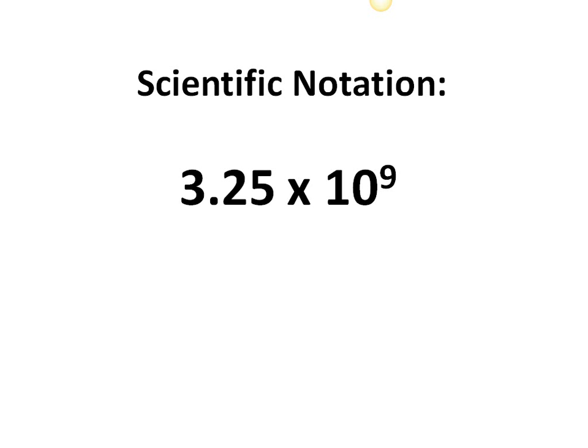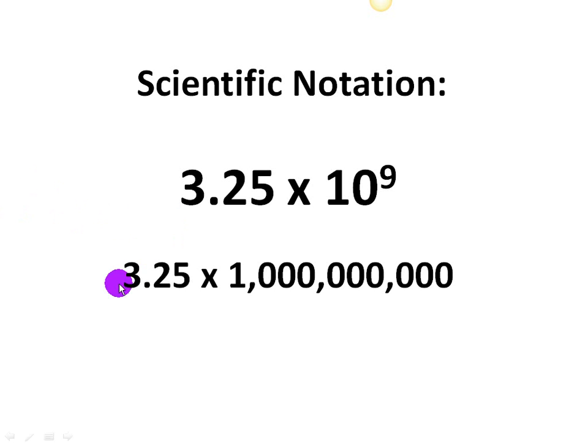Scientific notation. Nice thing about scientific notation is it's one number followed by a decimal, followed by a couple of numbers, followed by 10 raised to the power of some exponent, in this case 9. So that means we could rewrite this, and this is a short version of writing a really long number. This is really just 3.25 times 1 with 9 zeros following it.